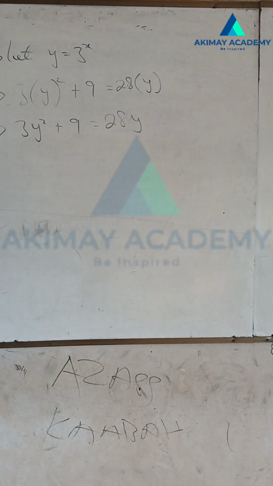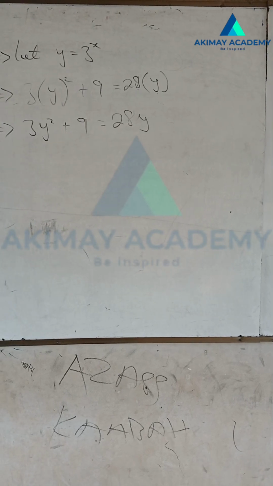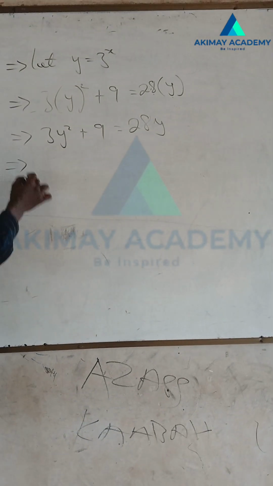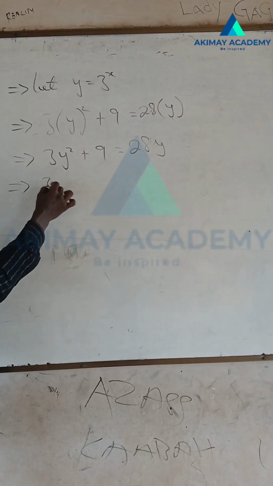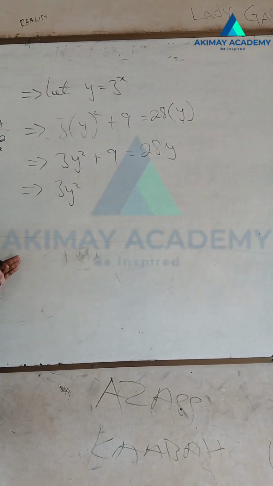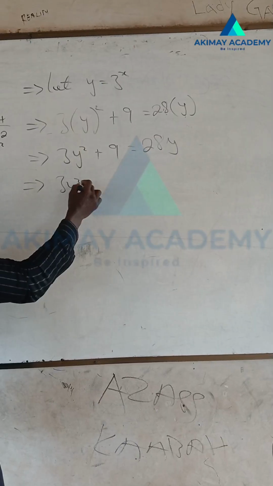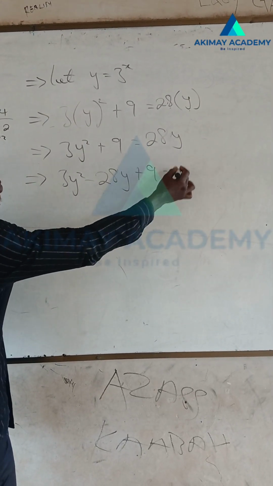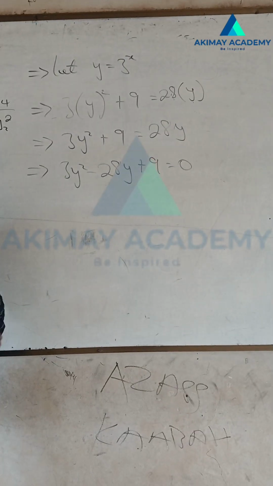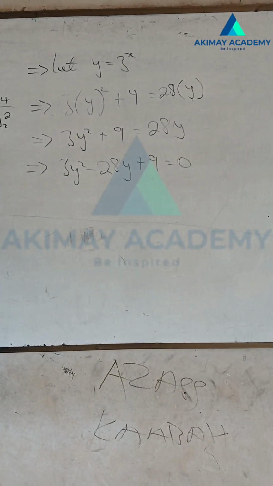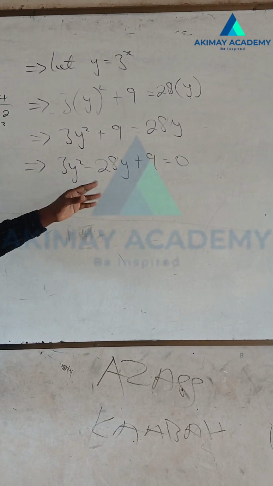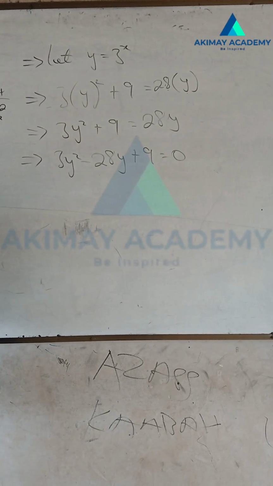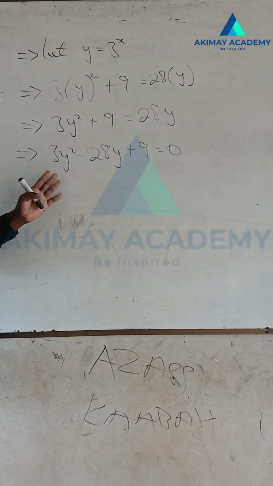You see we are getting a quadratic equation. We can rearrange them nicely to see our quadratic equation nicely. So over here we have 3y squared, then we bring our 28y to join them, minus 28y plus 9, and this one equals 0. Now we will see that we have a quadratic equation over here. We can solve a quadratic equation by factorization or the quadratic formula. If any of the formulas, you can use them.